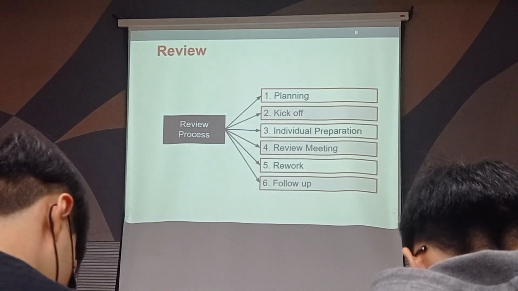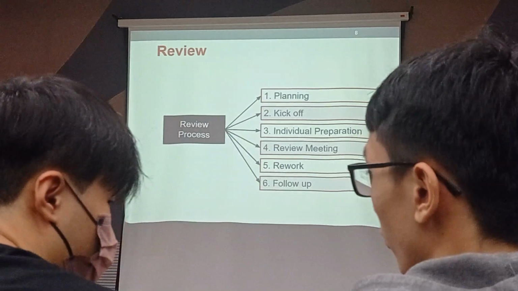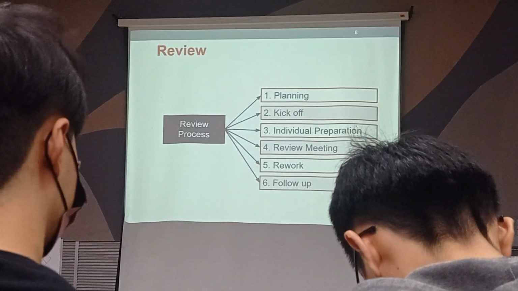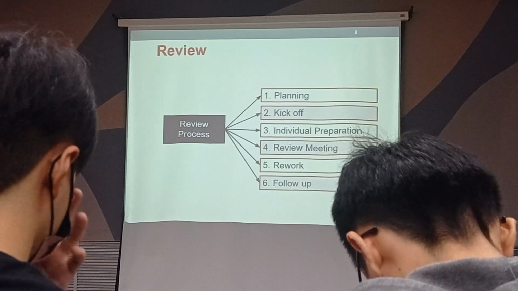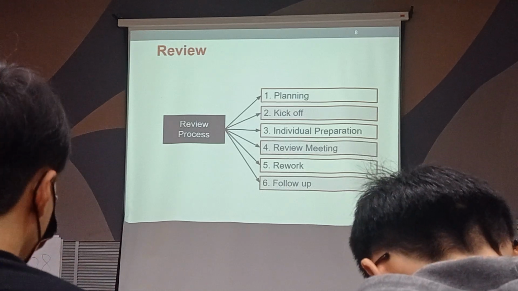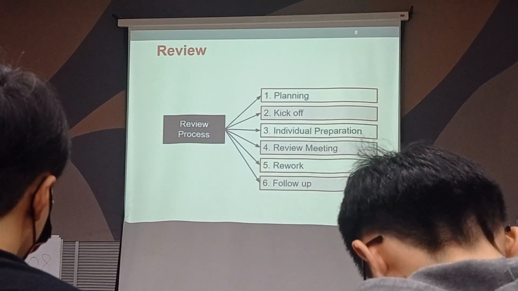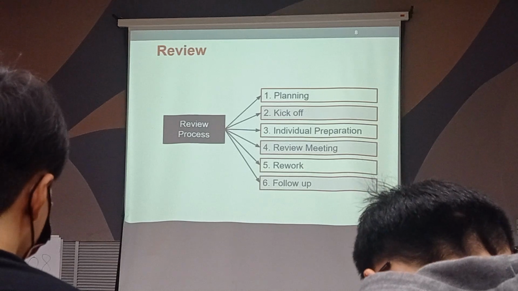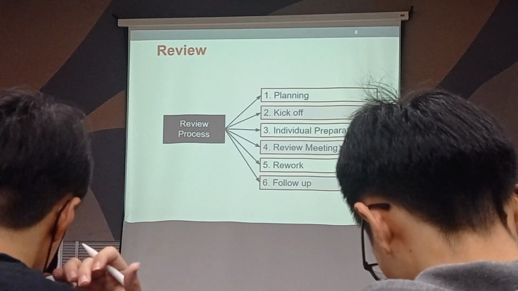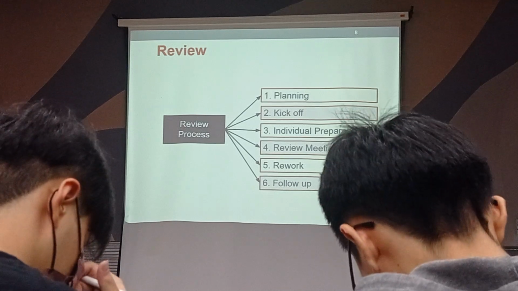So let's assume during the follow-up there are some things which are not settled. The decision made is not being followed, and the rework is not 100% done, then they might need to call for a second review meeting. Okay, so this will be the review process and the roles involved. Clear? So this sequence is very important. Okay, don't mess up the sequence. It always starts with the planning, kick-off, individual preparation, review meeting, rework, and follow-up. Got it?